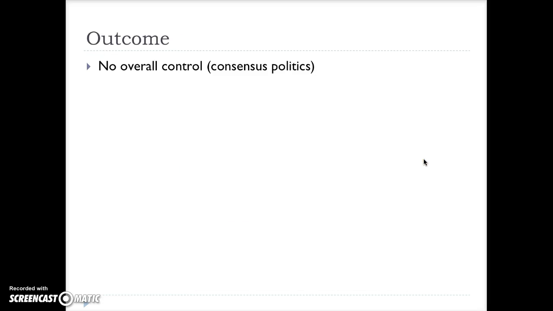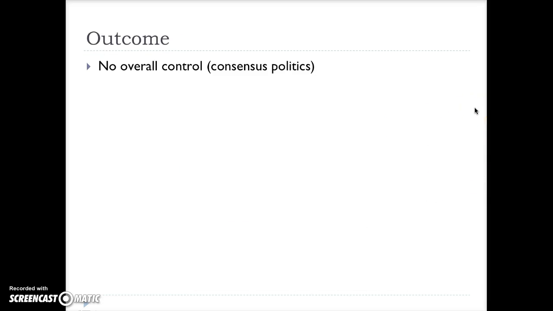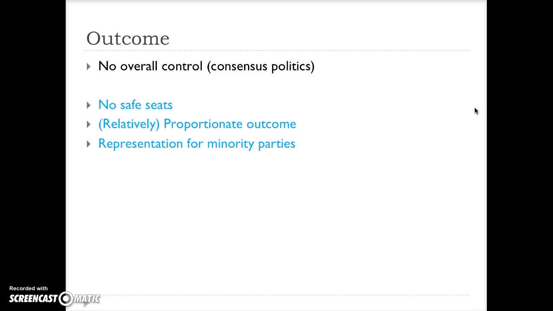The outcome, and this is perhaps the single most important thing to think about, is that when you use the list system, because things are allocated on a proportionate basis, and no one really dominated the polls, no one really dominates the seats, you're not going to get a position where anyone has overall control. And that means you're looking essentially at consensus politics. That means you start from different places and you try to wind up at the same place. Everyone starts with different points of view. When you're dealing with consensus politics, what you're trying to do is bring all of those points together to reach an agreement. There are no such things as safe seats.